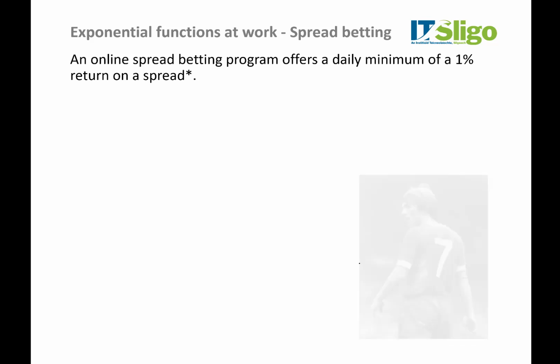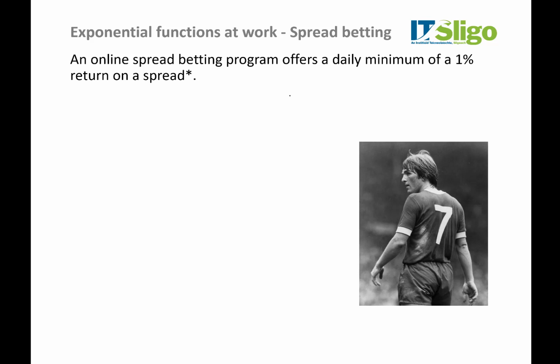What a spread would be is, say if Liverpool were playing Man United, Liverpool versus Man United. With spread betting, what you would actually do is bet on all the possible outcomes. You would bet on Liverpool winning, you would bet on Man United winning, and you would also bet on it being a draw. And this program would go around the world to different bookies, and it would ensure that regardless of what happened, you would come out with at least a 1% margin. So you would always win at least 1%.